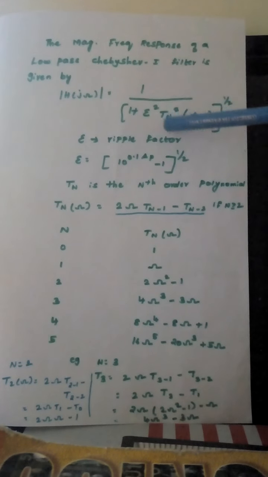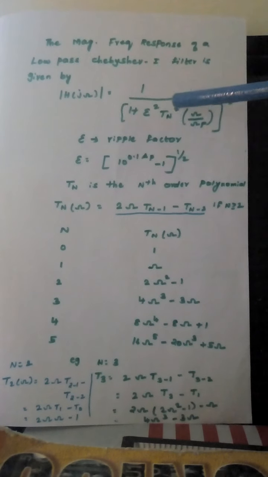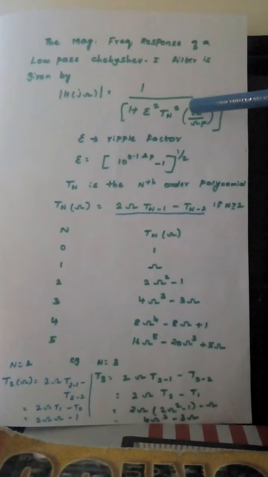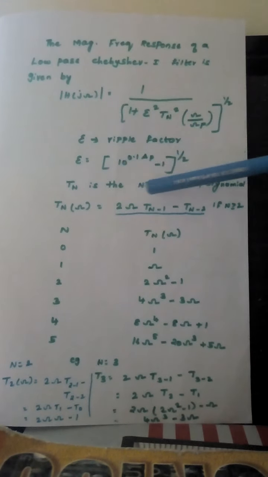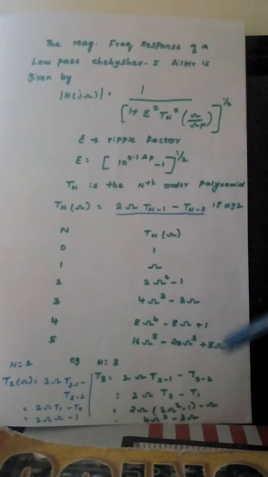Here Tn of omega by omega p is a frequency-varying term, where whenever the frequency varies we can use this factor. Tn is the Chebyshev polynomial of order n. For n equal to 0, 1, 2, 3 up to n values, we can find the Chebyshev polynomial.